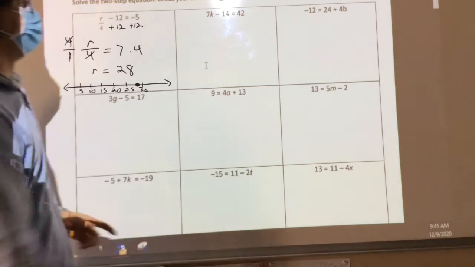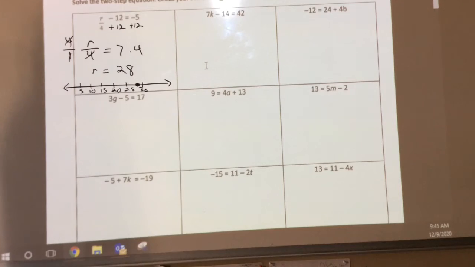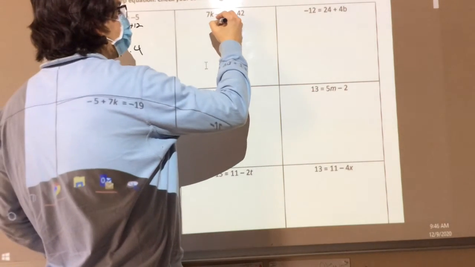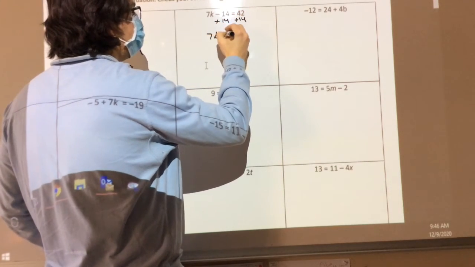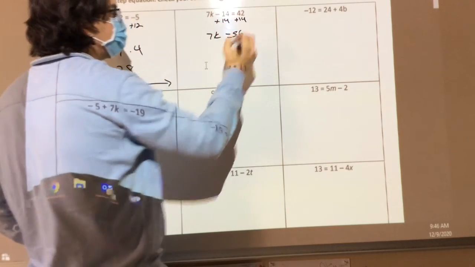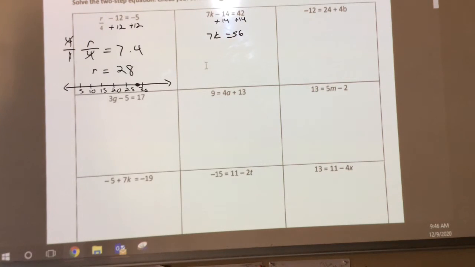All right, let's go to the next one. What do I do first on this one? Add 14. Add 14 to both sides. So now I end up with 7k is equal to 56. Okay. What do I do next?